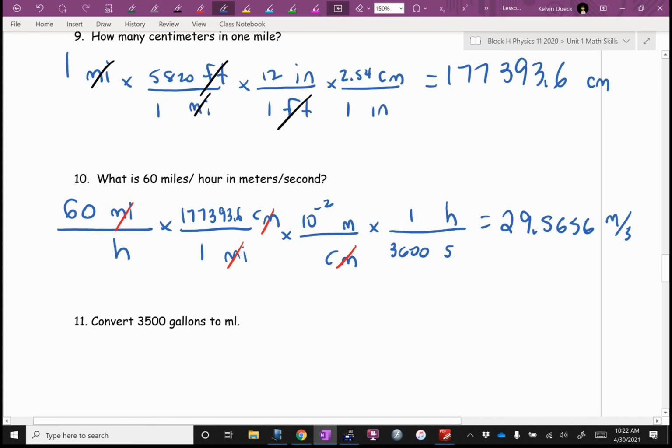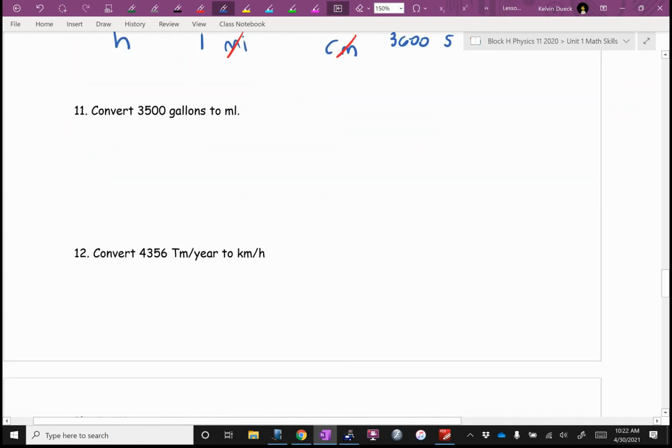A couple more, we're done. I've been talking a lot, but this is a topic that kids find tricky enough that I wanted to do lots of practice examples. So thank you for your patience here. Convert 3,500 gallons to milliliters. Okay. What am I going to do first?